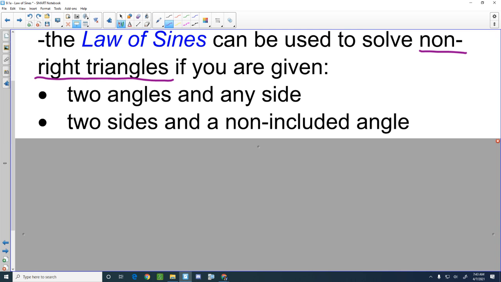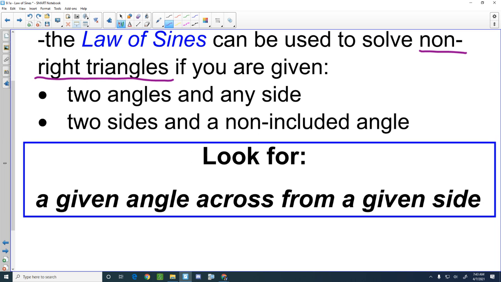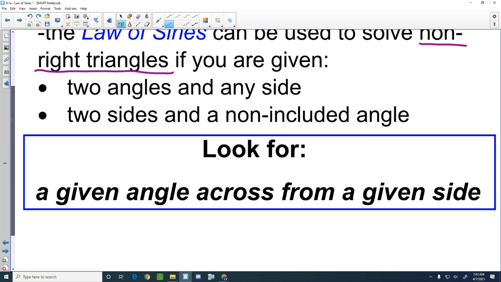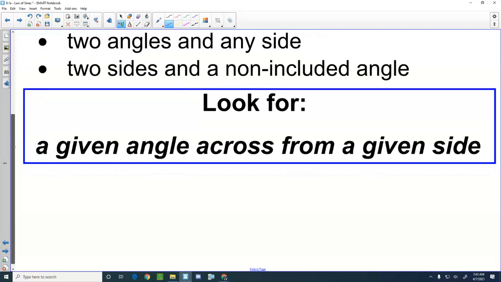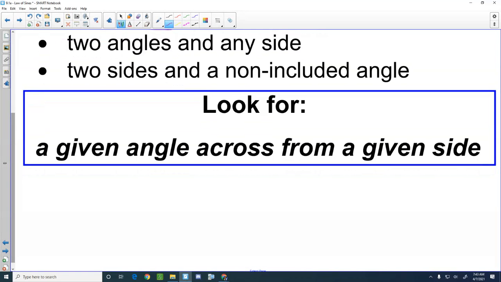Now, here's the easier way to think of it. Basically, look at the triangle diagram. Those bullet points are like the textbook definition. I prefer what's written in blue. Look for an angle across from a side length. That's the key thing that you need to use the law of sines. You need to know one angle on the triangle, and you need to know the side length that's across from that angle. So don't worry about those bullet points. Those are just fancy terms that get confusing.